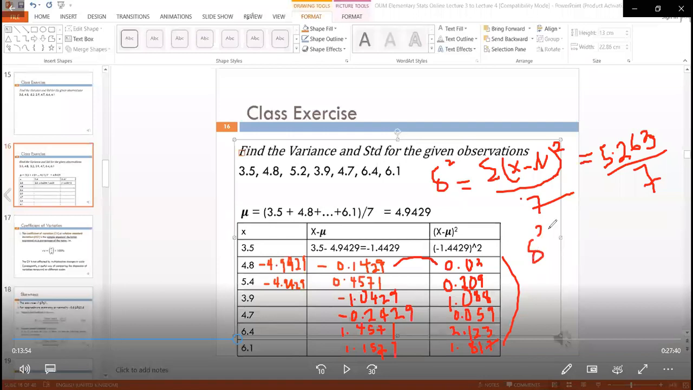So that will be the square root of 5.263 over 7. Okay, so let's find the square root of the quantity. That would be 0.867. Very good. Nice contribution.